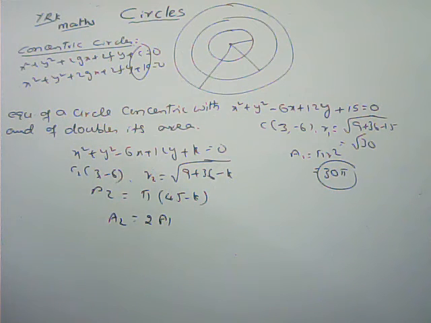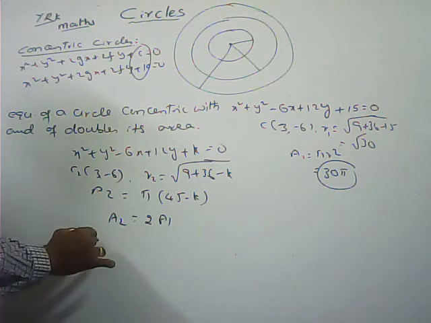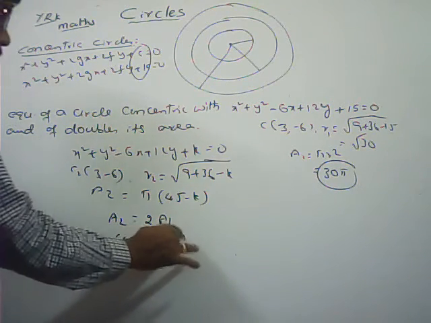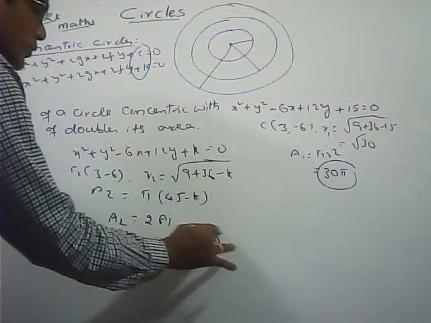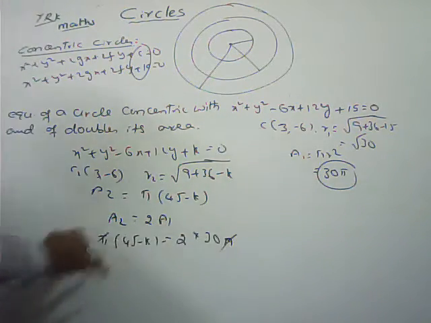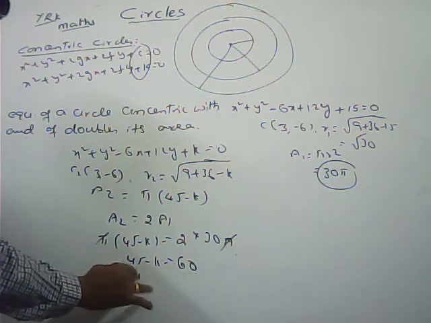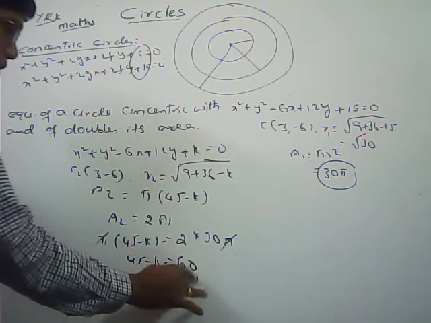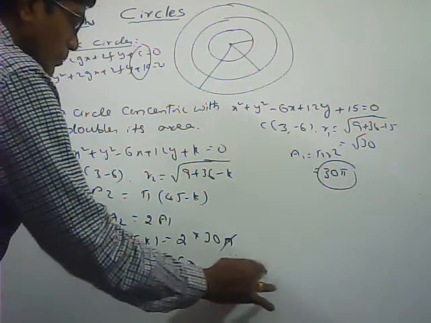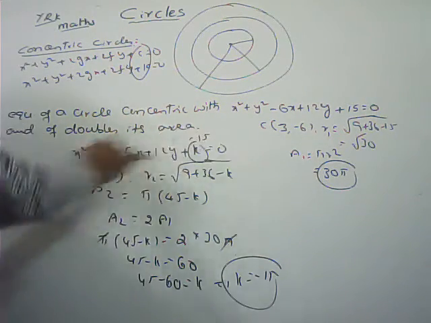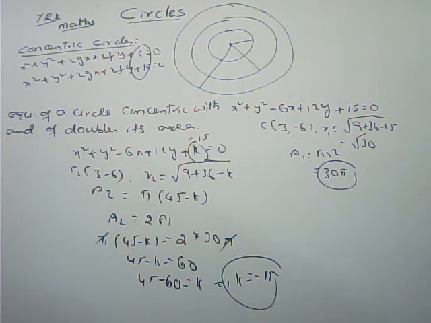The equation of a circle concentric with that one and doubles its area. A2 is equal to pi into 45 minus k, that is equal to 2 times 30 into pi. Here pi gets cancelled. 45 minus k is equal to 60, so 45 minus 60 is equal to k. That implies k is equal to minus 15. If I replace k with minus 15, this is the required equation of the circle.